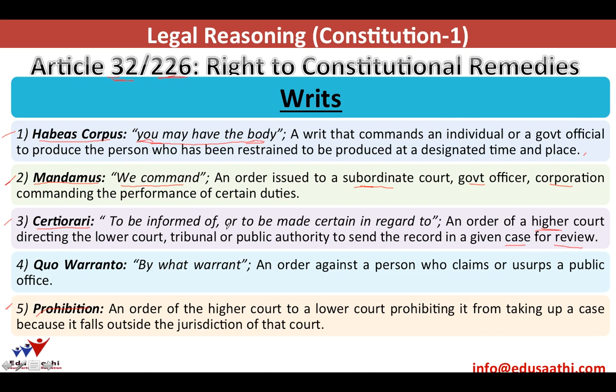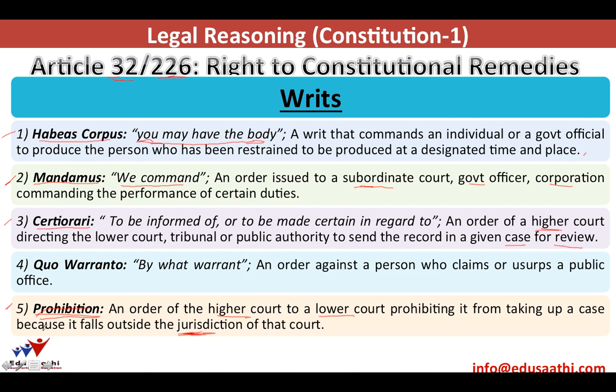When we say prohibition, we usually use this term that prohibition is better than cure. So prohibition is basically based on that principle, that you approach the higher court before any loss has occurred. In that case, the higher court would direct the lower court and prohibit that court from taking up the case because it's outside their jurisdiction. So it is basically the prohibition against the problem that would arise out of the case which is taken by the lower court out of its jurisdiction.